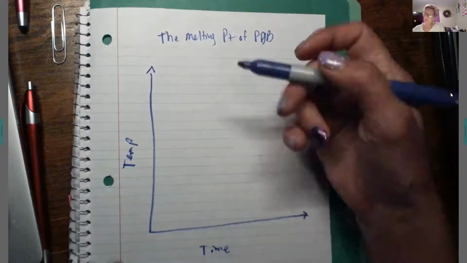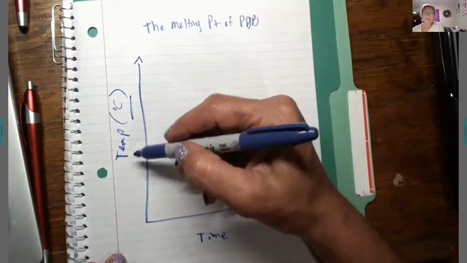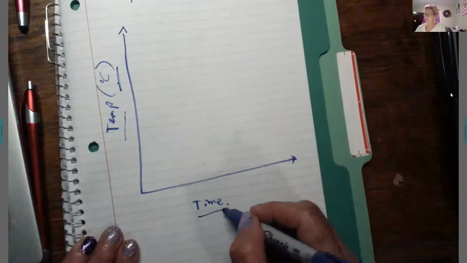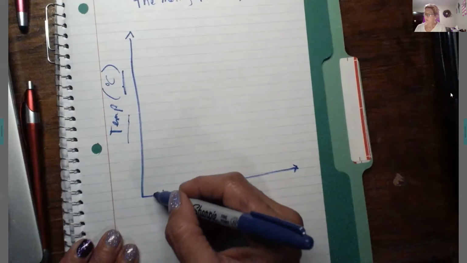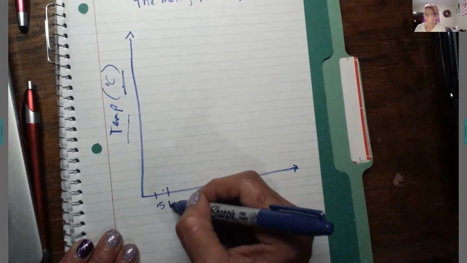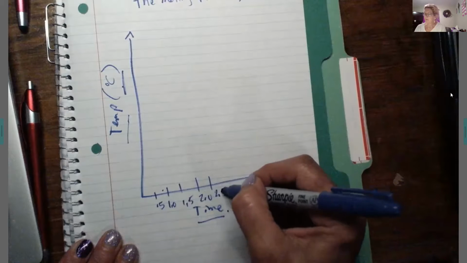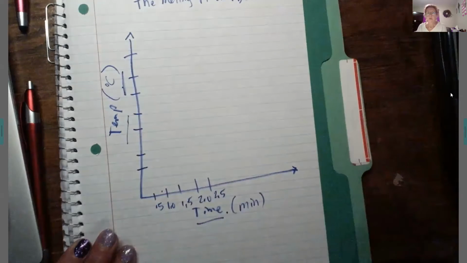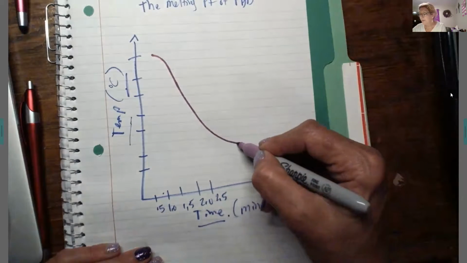Okay, so I've got temperature, and that's going to be in degrees Celsius. So my axes have to be labeled. I have my temperature and I have the units, and then here I have time, and I'm going to put that in minutes. So I'm going to have like 0.5, 1.0, 1.5, 2, 2.5, etc. And then I'm going to have whatever my temperature scale is over here. So I'm going to end up getting a graph that looks something like this. And again, I'm going to talk to you about that more.